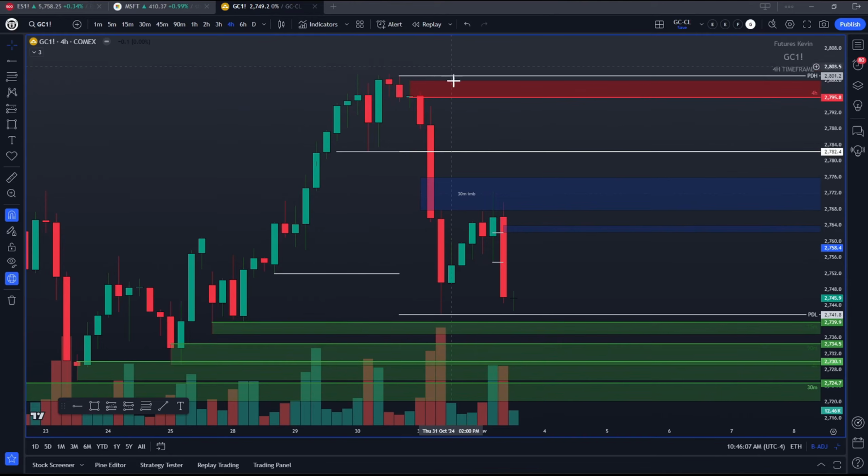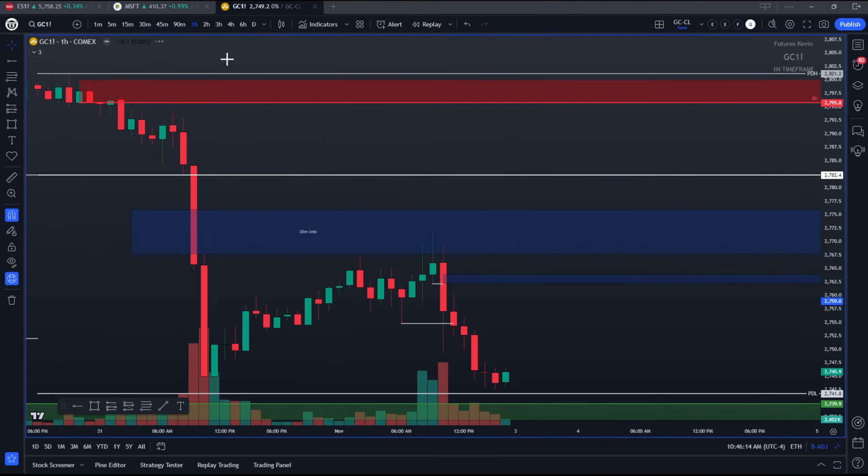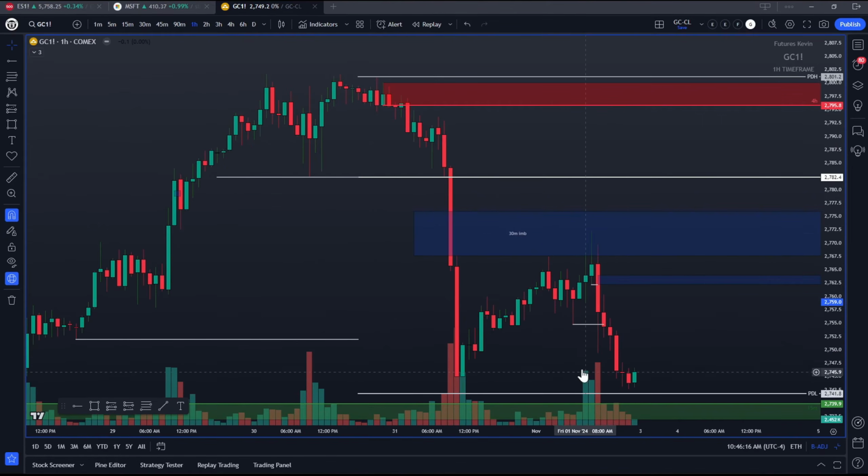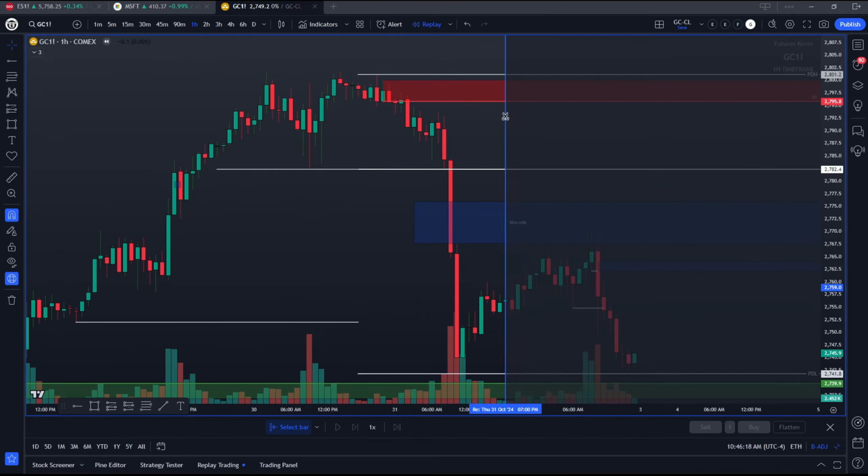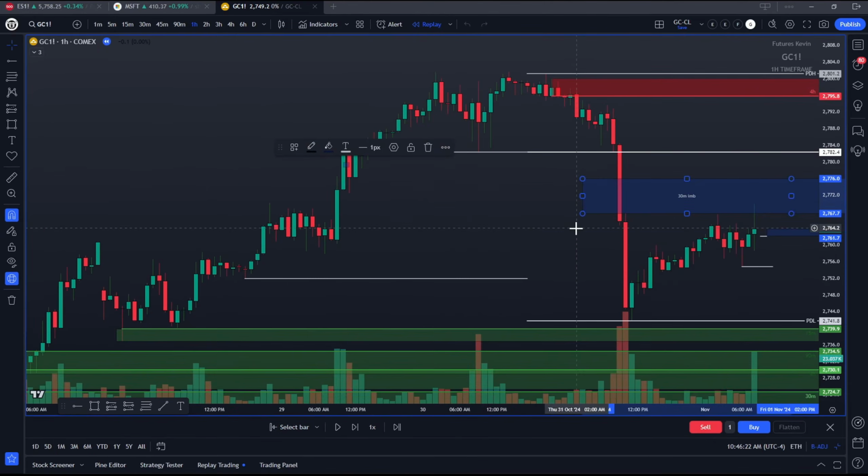So now that I had my supply zone, I had the momentum, and I saw the strength, I'm able to come see, let's look at a 1 hour time frame, right? Now again, this is the price action we had. I'm going to go to the replay system, and we're going to go to about that 8 o'clock.